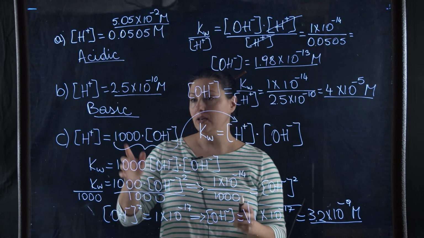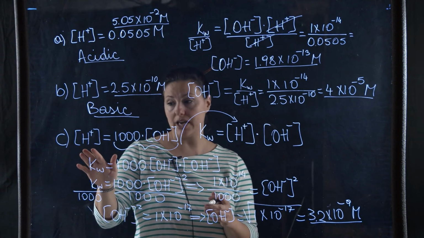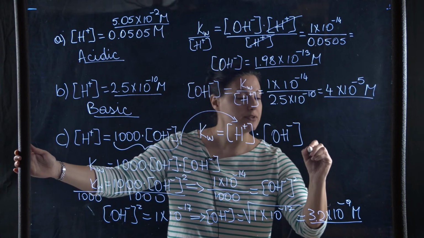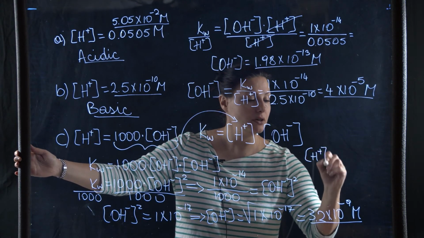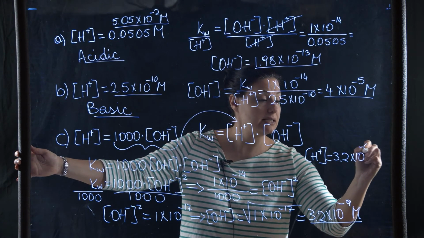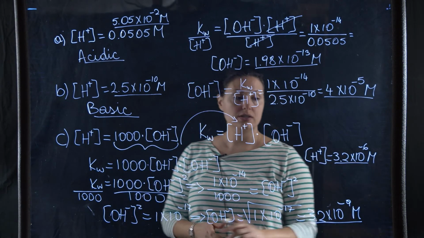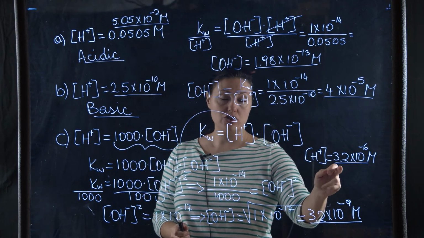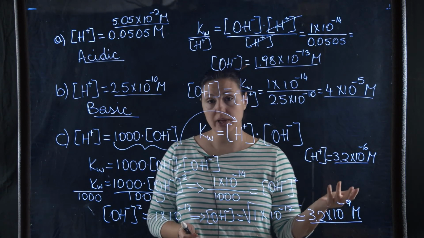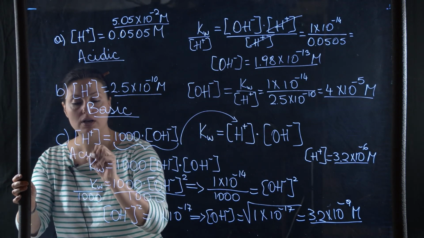And obviously, once again, I can go back and figure out the H plus concentration. I multiply this by 1,000, which gives me an H plus concentration of 3.2 times 10 to the minus 6th molar. So these concentrations are not equal. This is much larger. It's 1,000 times larger than this, which means that I have an excess of H plus ions, which means that this solution is also acidic.